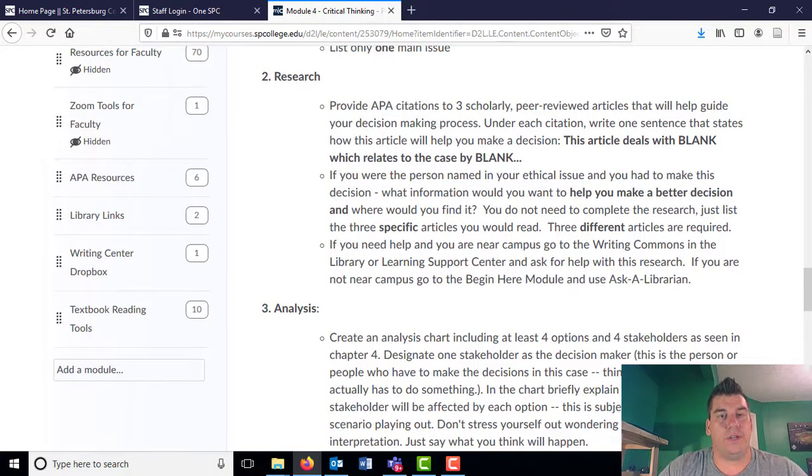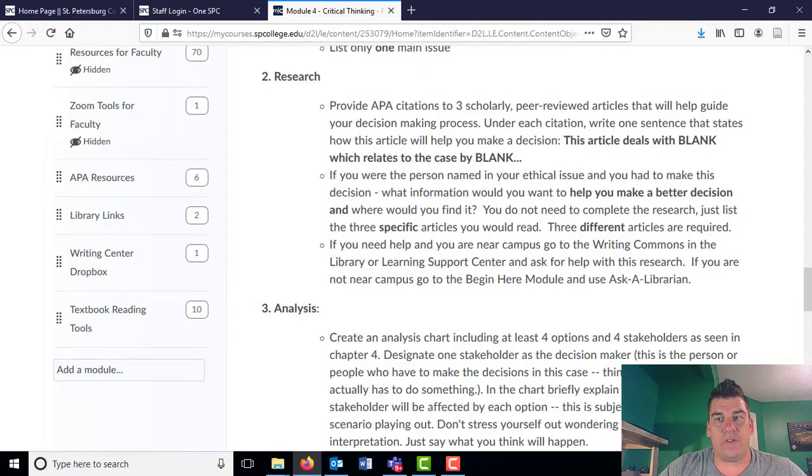Right? So section 2 is the research. What you're going to do here, I want you to find 3 scholarly peer-reviewed articles that would guide the decision-making process for this situation. For this example, I would find 3 articles that deal with infidelity in marriage or something like that, okay? And you're going to find these in the SPC databases. You're not going to find these on websites outside of the databases. If you pull web articles, they will receive no points, because I want you to use scholarly, peer-reviewed academic articles.